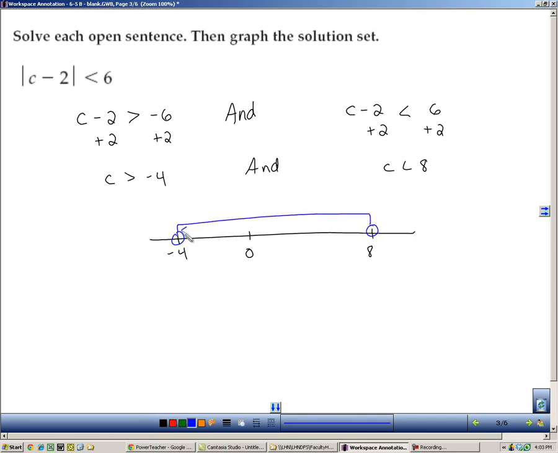Open circles because there's no equal to. Shade in between. We'll say negative 4 is less than c is less than 8.